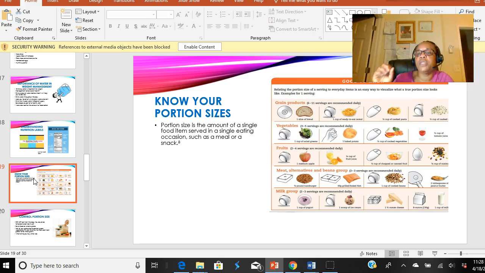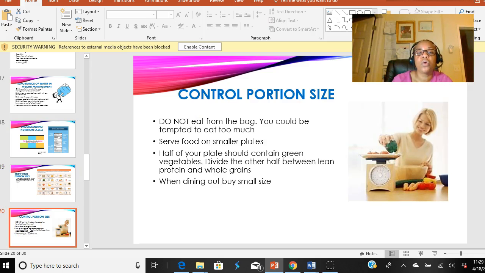So here again, we need to know our portion size, because the portions that we eat can really help us to either lose the weight, maintain it, or put it on. Control portion size. Do not eat from the bag. You could be tempted to eat too much. Guilty as charged. Serve food on smaller plates. You will definitely eat less.